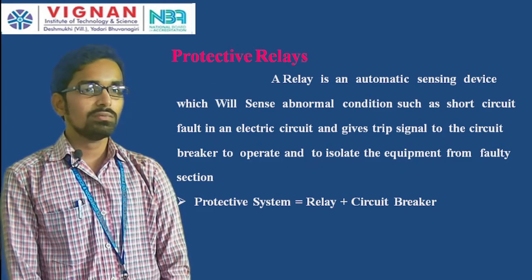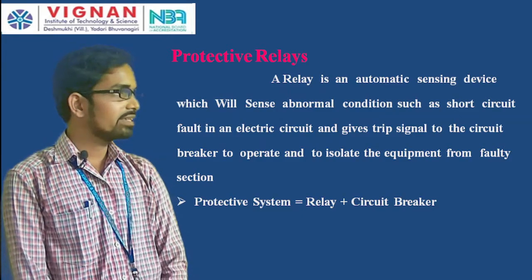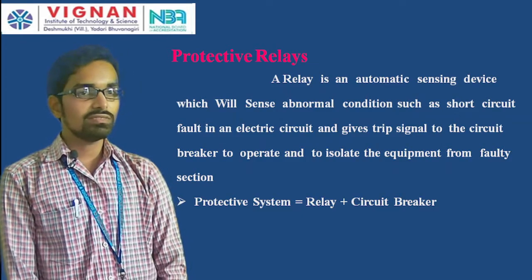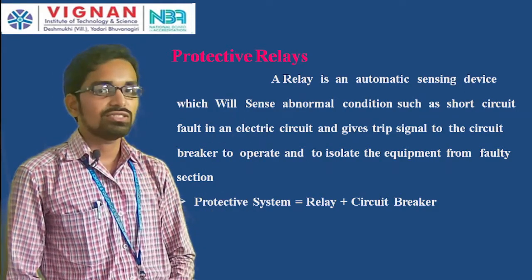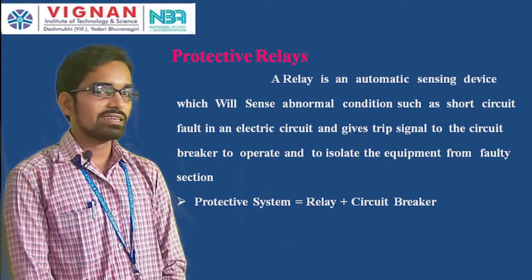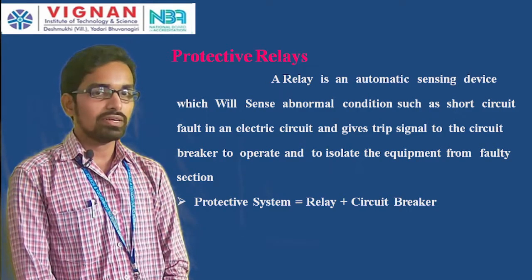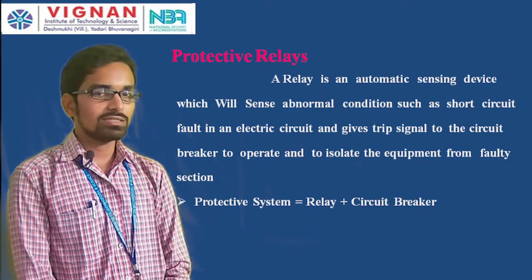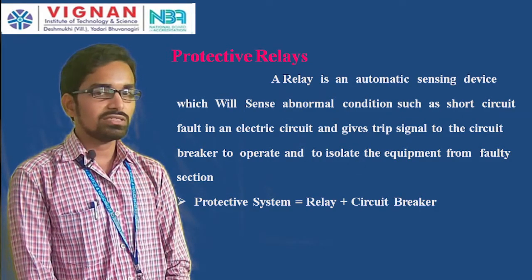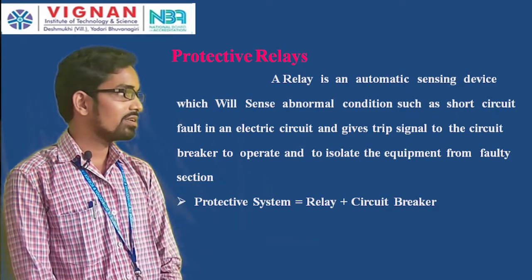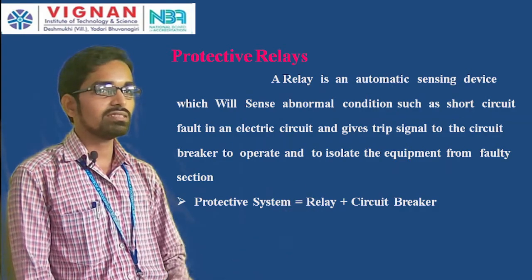What is actually a protective relay? A protective relay is an automatic sensing device which will sense abnormal conditions such as short circuit faults in an electric circuit and give the trip signal to the circuit breaker to operate the circuit breaker and isolate the equipment from the faulty section. So, protective system means what? It is a combination of a relay plus circuit breaker.